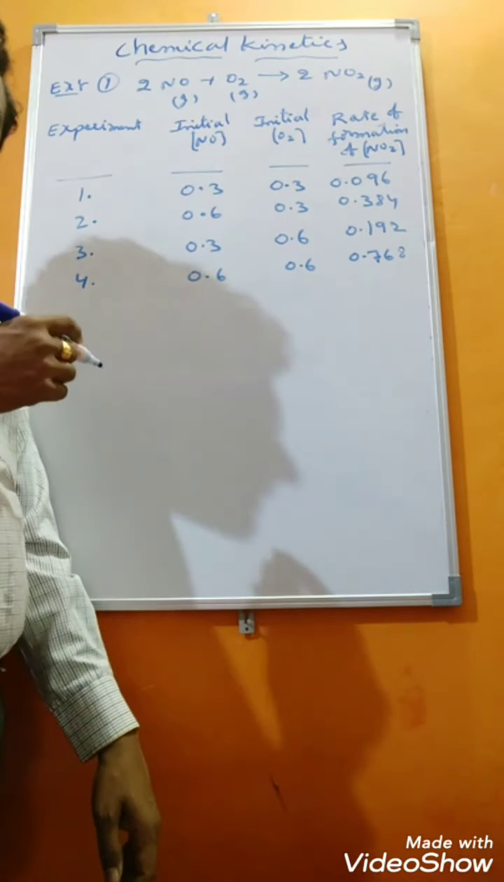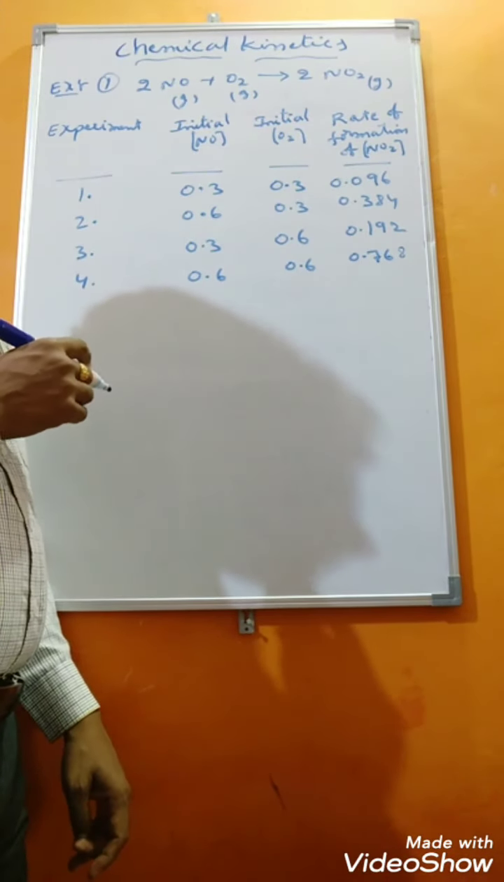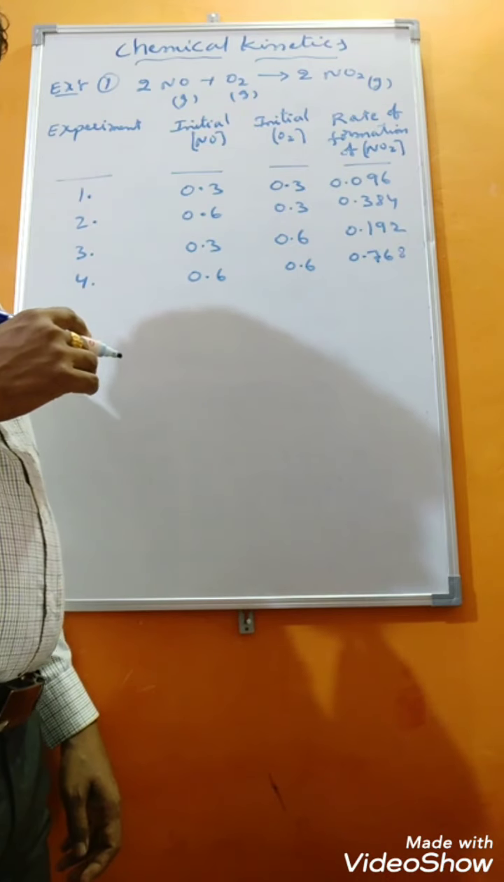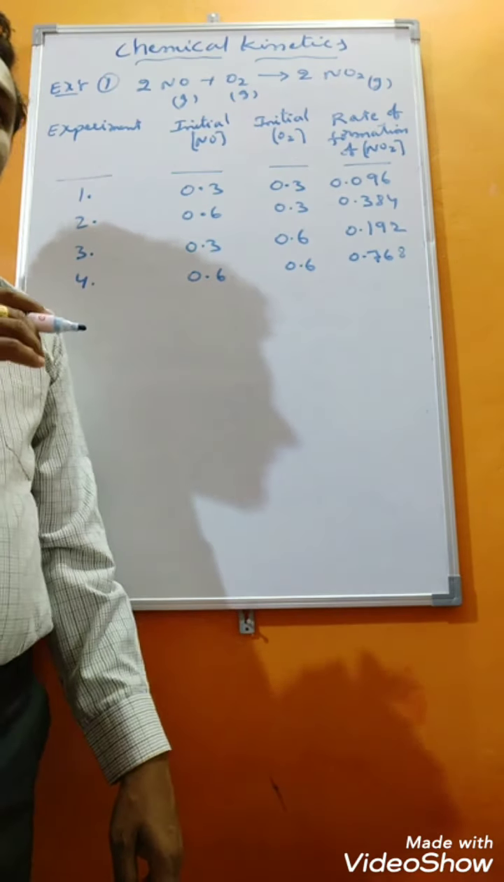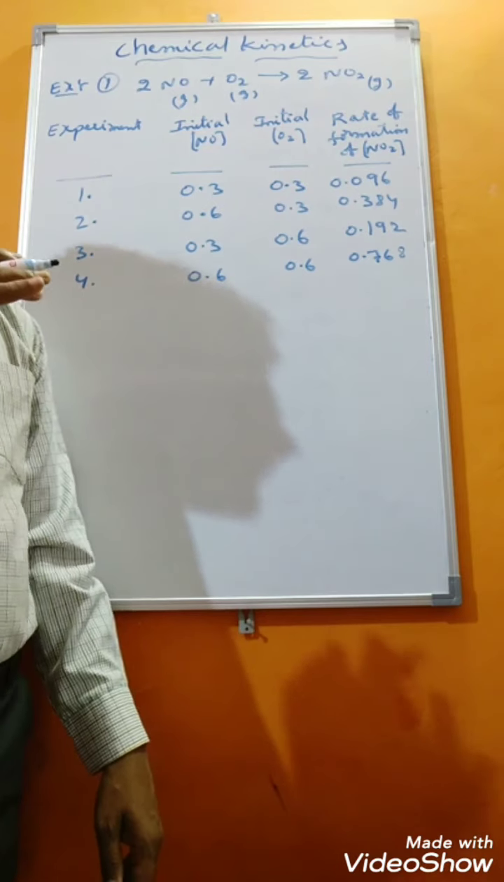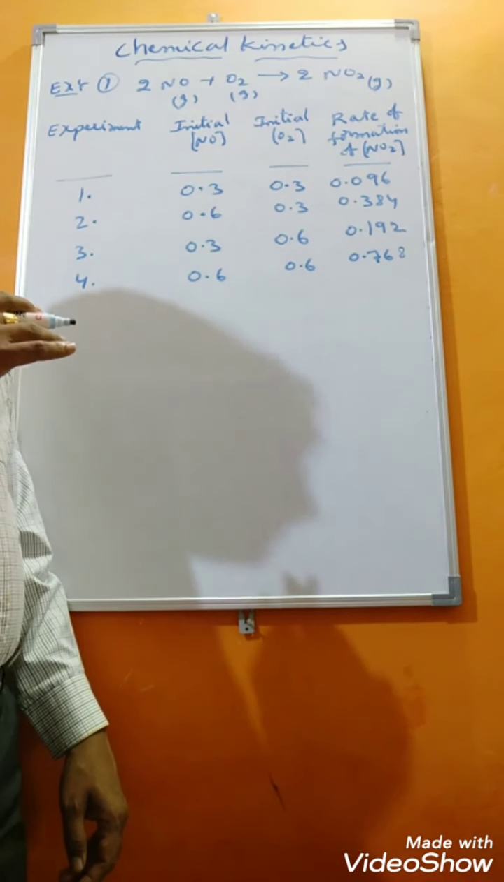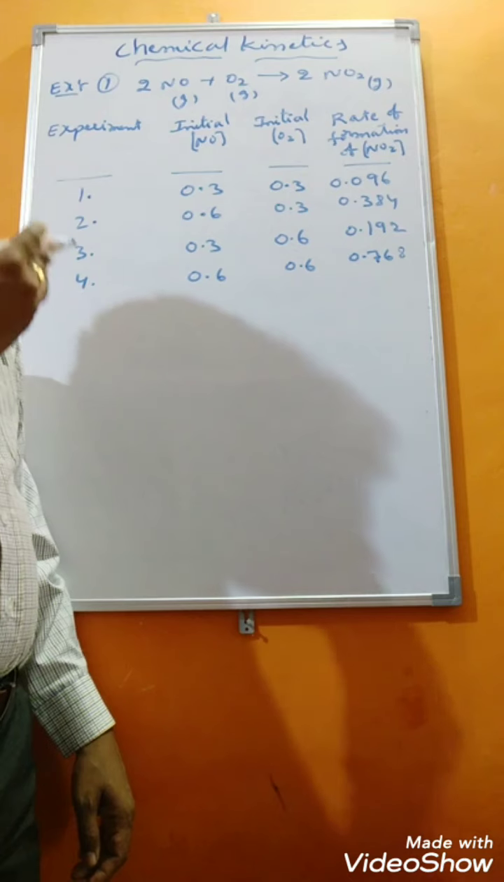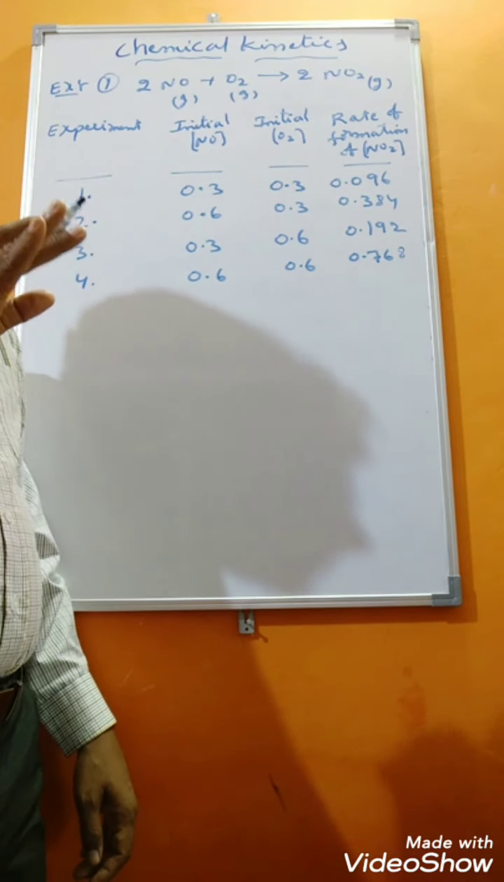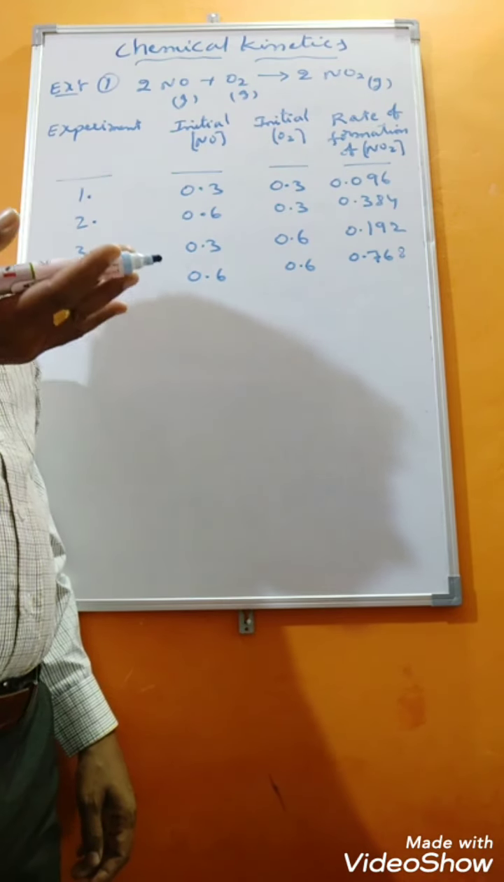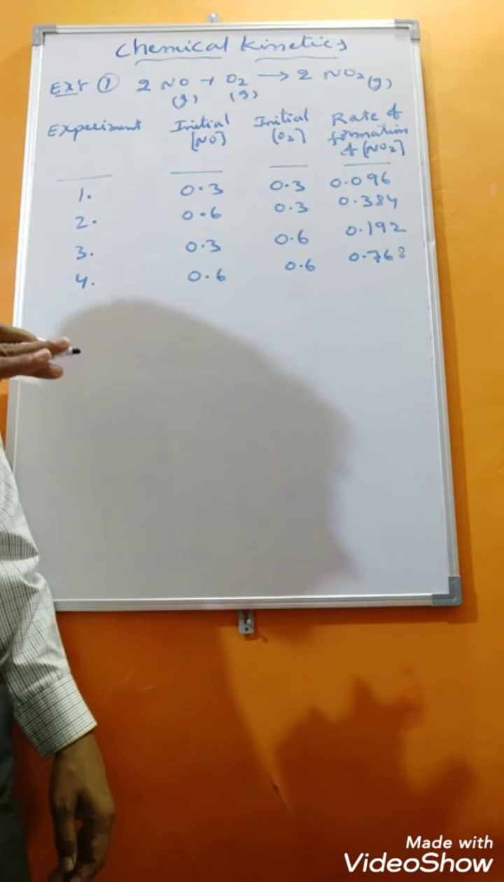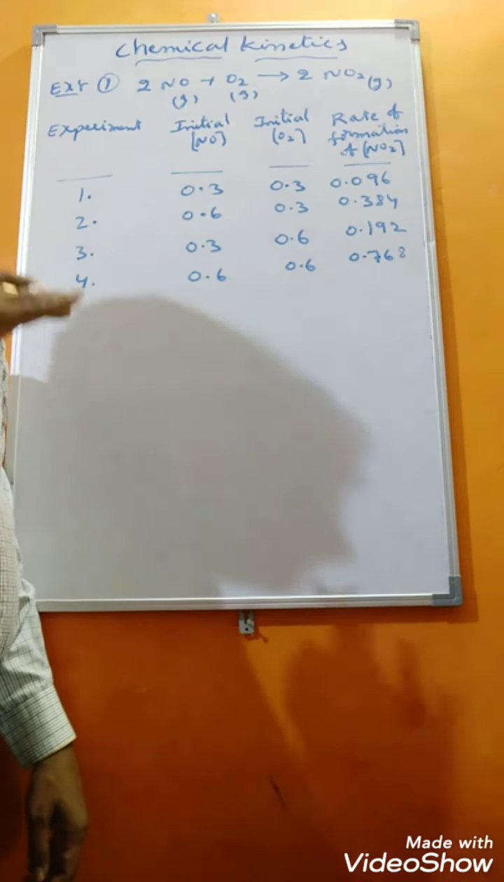Good morning, students. Today we are going to discuss the continuation part of rate expression. In the previous class, we discussed how to write the rate expression for a given reaction. But by using the balanced equation alone, we cannot write the rate expression, because the exponents may or may not be equal to the stoichiometric coefficients of a balanced equation.